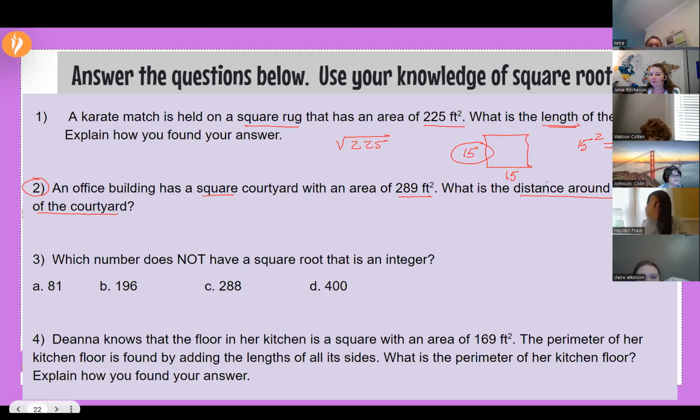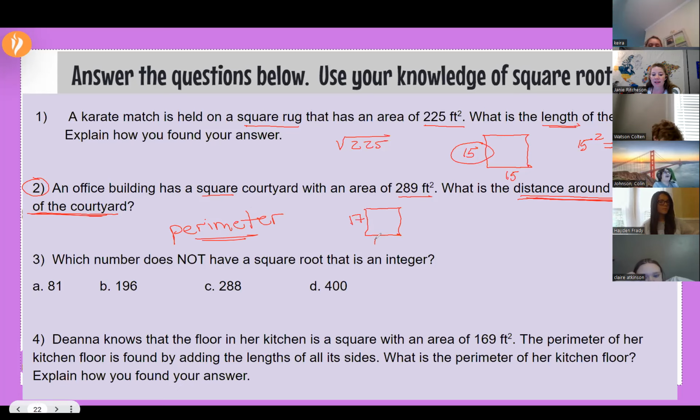Did you read the question? What is the distance around the edge of the courtyard? What are we looking for, guys? Perimeter. We are looking for the perimeter. Okay, gotta read carefully. So yes, the ones that said 17, I love what you're thinking. I love that you're realizing that each side length is 17 feet, correct?